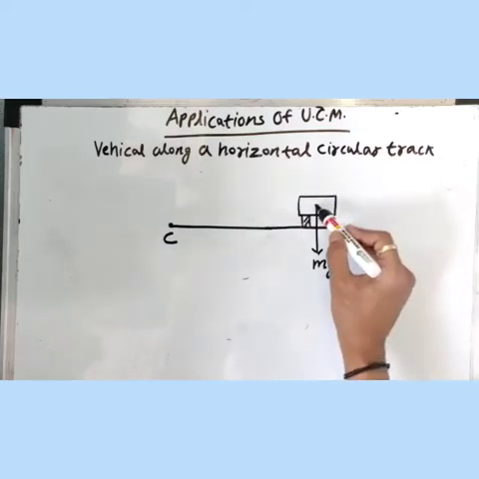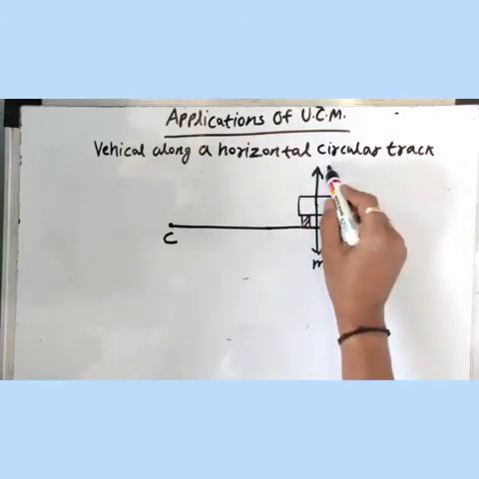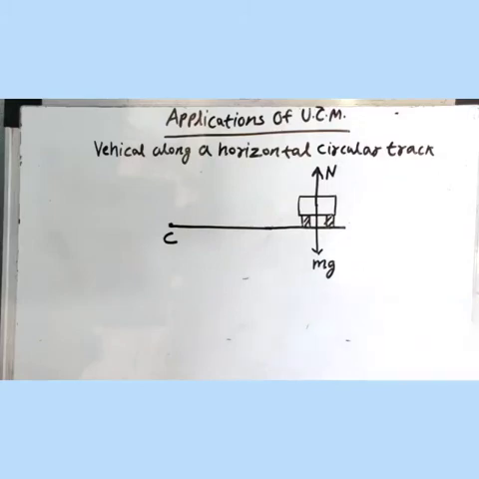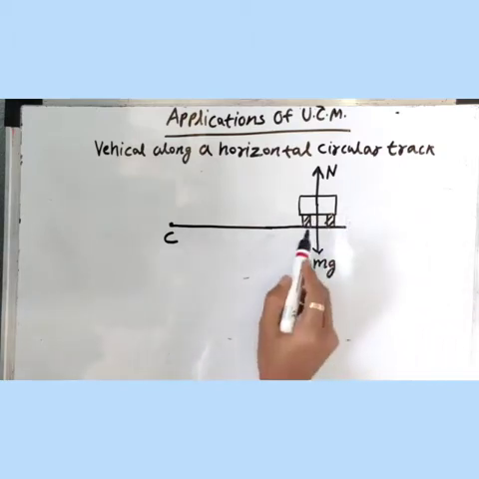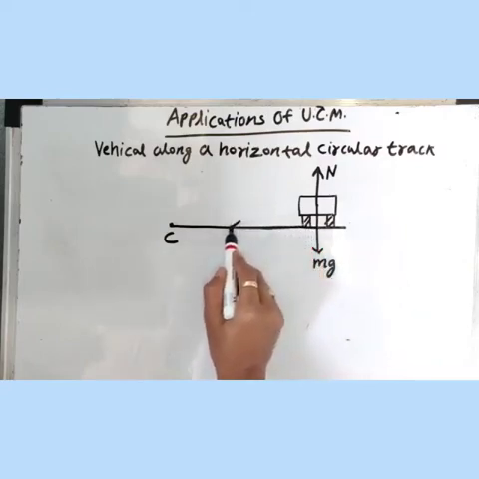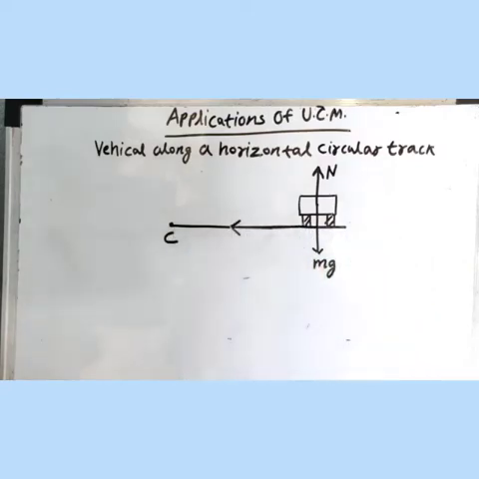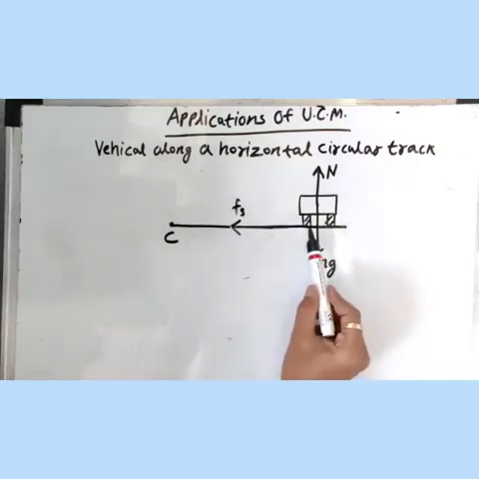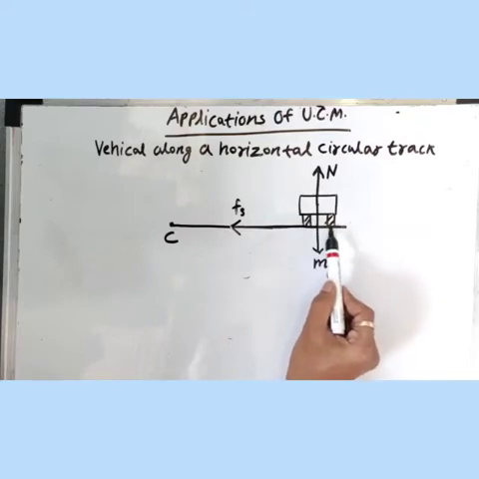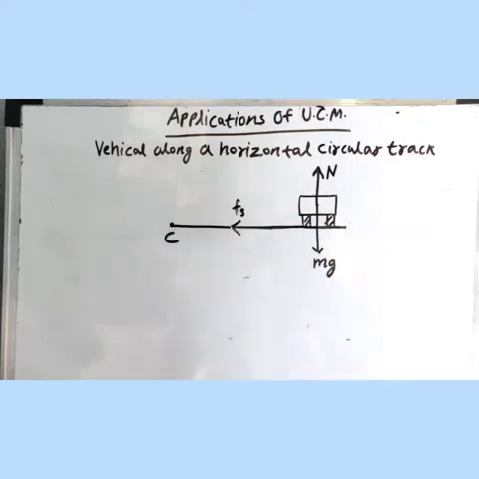The normal reaction N between the road and the vehicle is going to be acting in the upward direction, and one more force is the force of friction, which will exist between the road and the tires of the vehicle, acting along this radius toward the center of the circular path. We will denote it as Fs, the force of static friction, which will exist between the road and the tire, acting along the radius toward the center of the circular path.